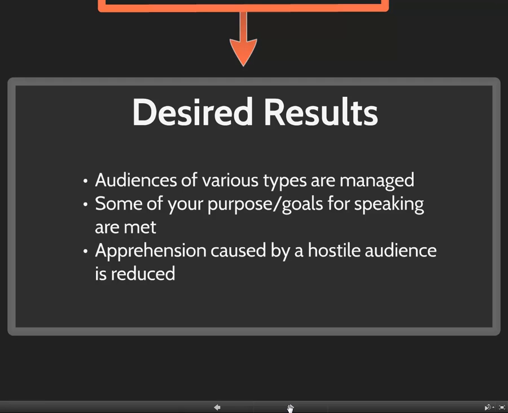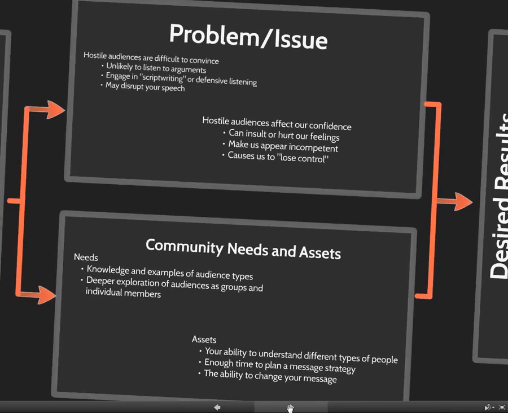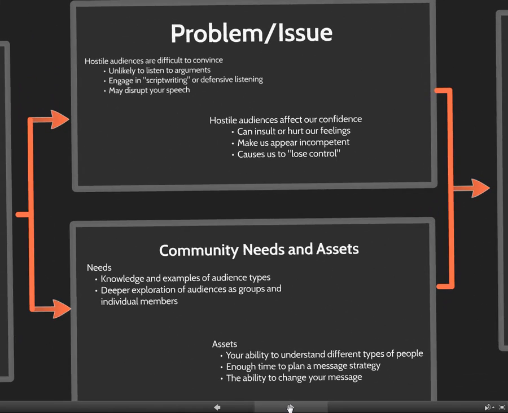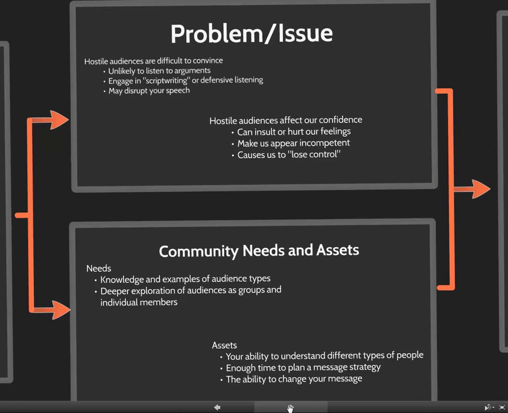And we want to make sure that our apprehension's not too high. When we know the audience is against us, we tend to be a little bit more nervous. Sometimes that nervousness goes into increased practice or preparation, but in some cases we tend to skip that and become much more defensive. And so what we want to talk about are some of the problems and issues raised by a hostile audience, some of the tools we have to deal with it, and some of the things we may need to know.